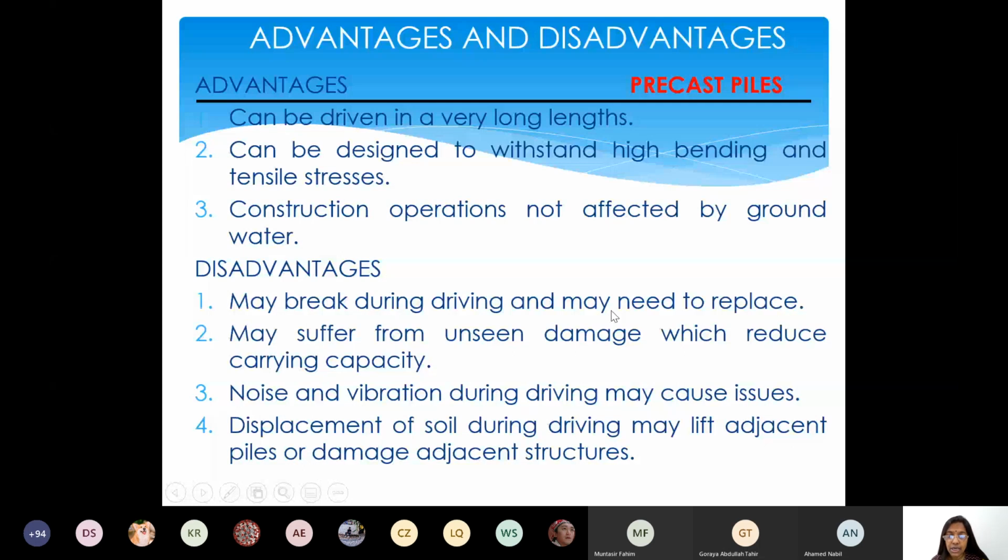Disadvantages: may break during driving. Yeah, care should be taken. This is what he was explaining in the video also, right? Proper angle, proper hammering, right? You cannot speed up, you cannot drive very slowly into the ground.